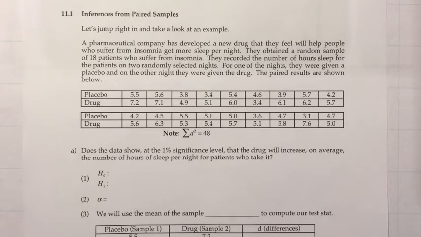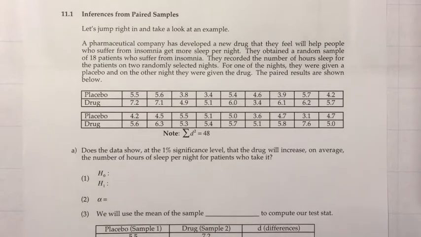So that's one way these can be done, but a more powerful way to do it is if you have paired samples. That's what we're going to be looking at in this section. In paired samples, every member from one sample is naturally paired to one of the members from another sample, and we'll talk about that as we go through this problem. So now let's jump in and take a look at this example.